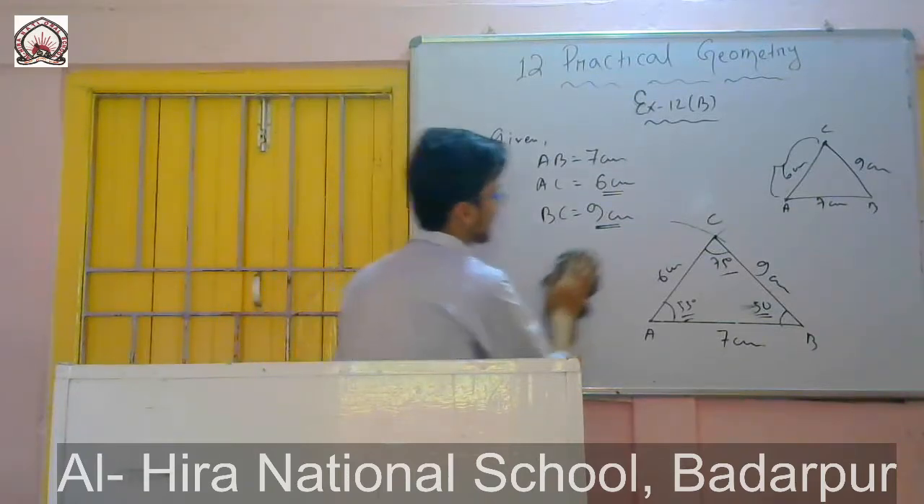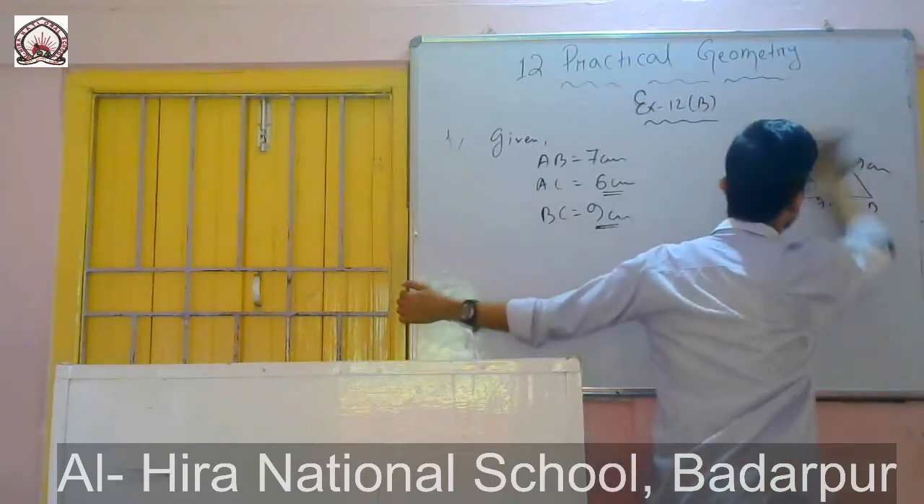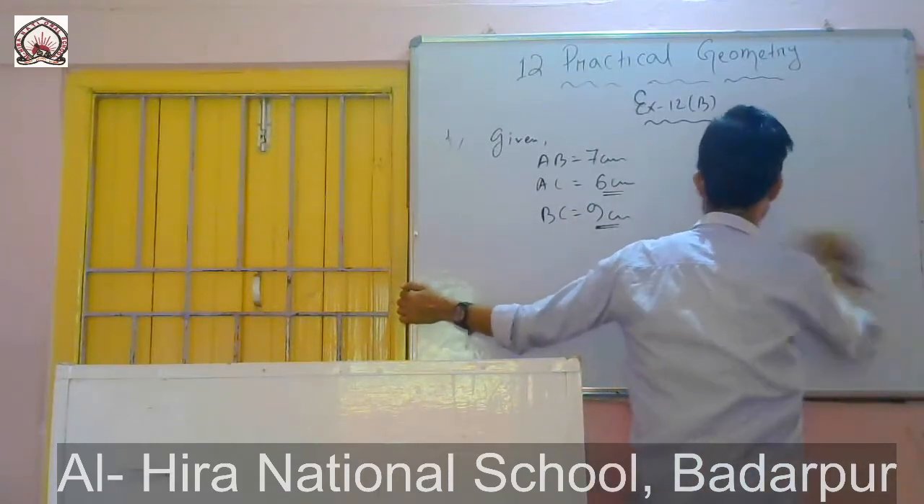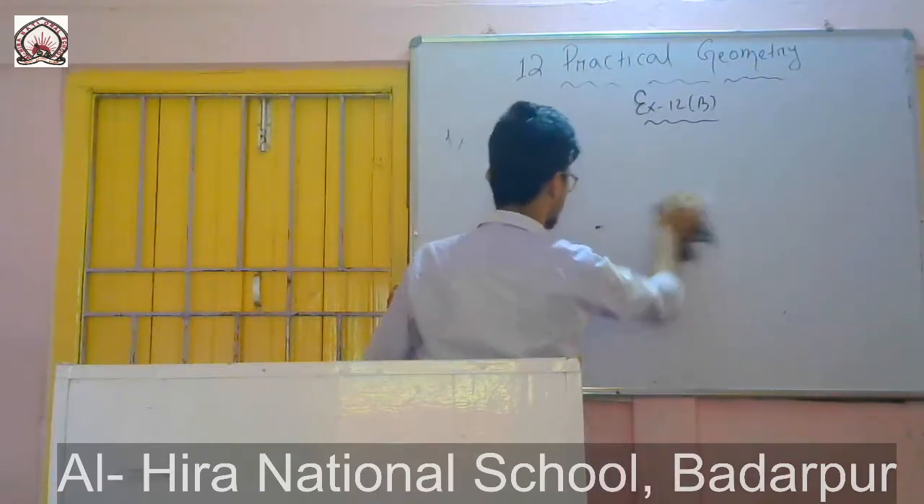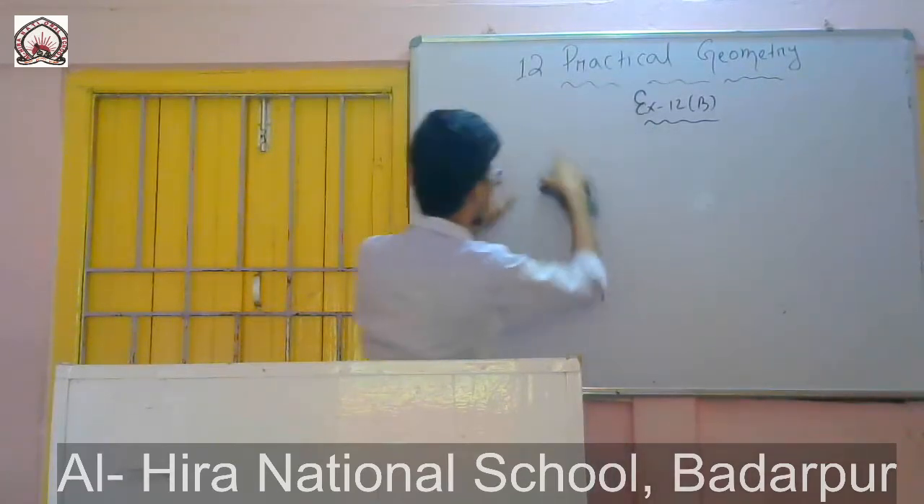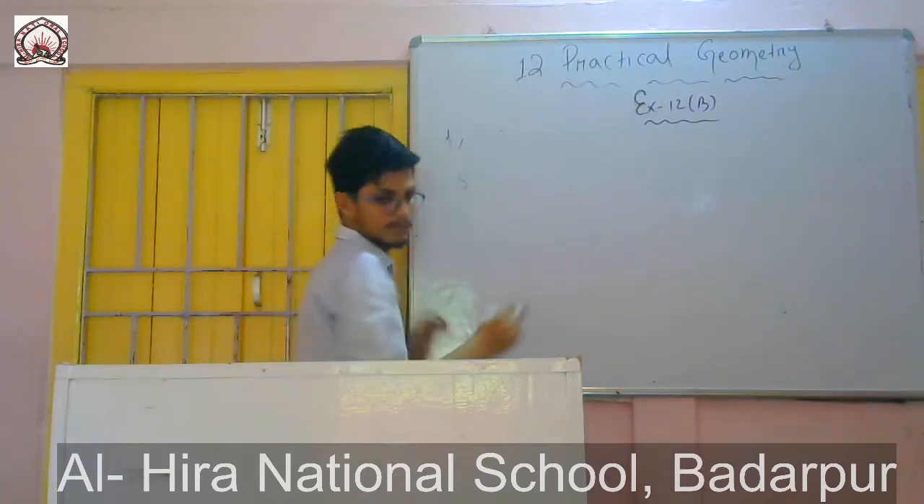So now I will write the steps of construction. After writing given, first of all you write given, then you draw the triangle, and then you write steps of construction.